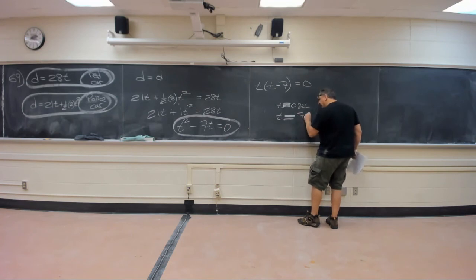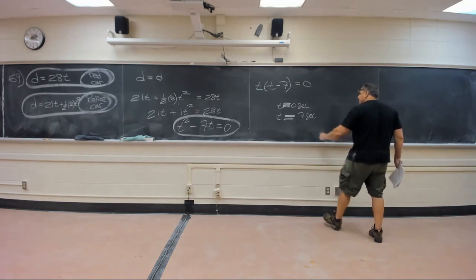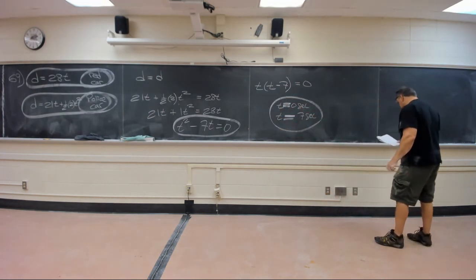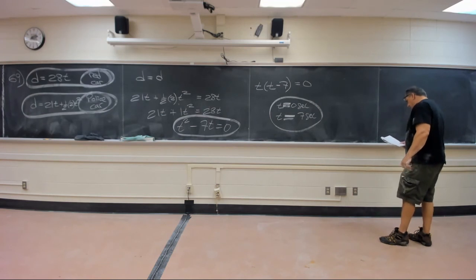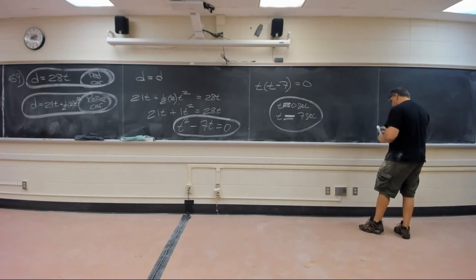In 7 seconds, the guy caught him. T equals 0 seconds. This already happened. T equals 7 seconds. We got that.